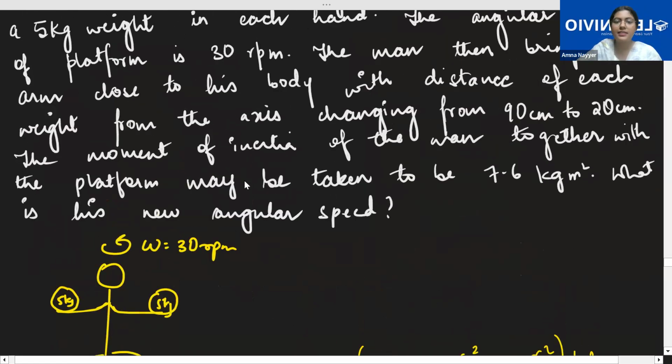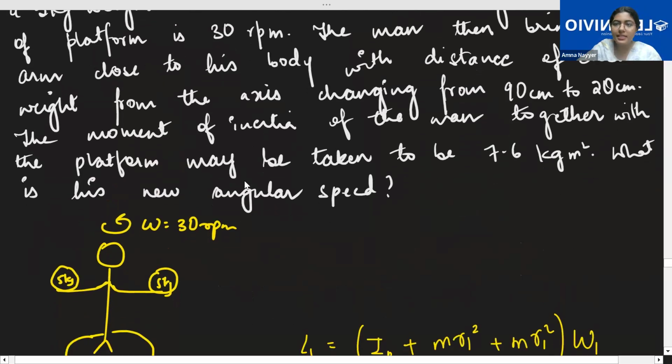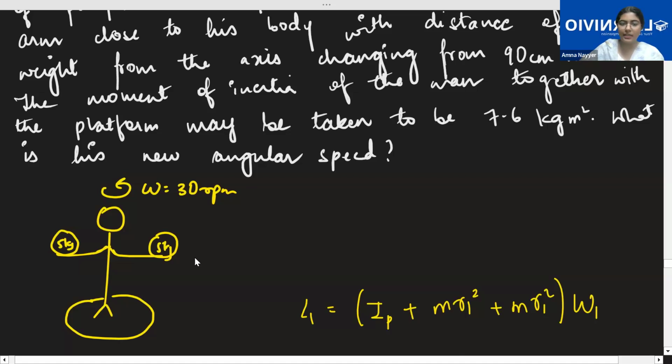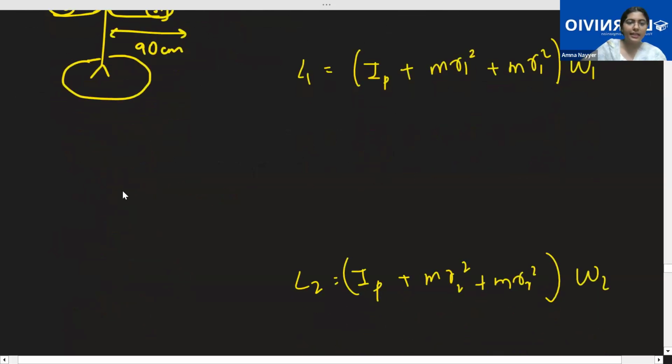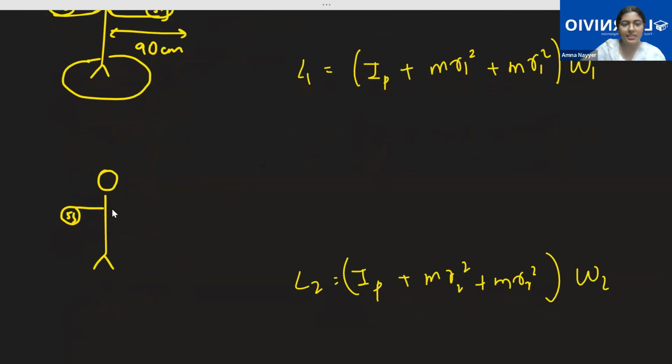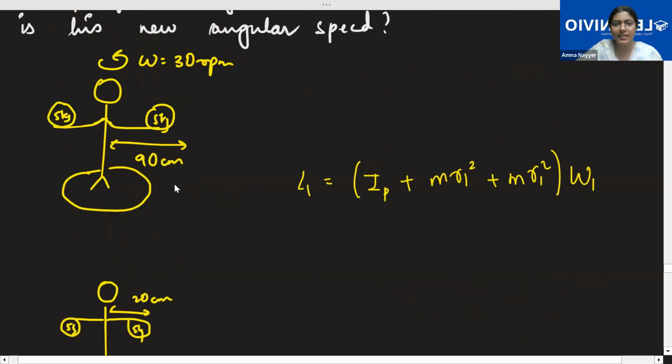Then the man brings his arms close to his body, with the distance of each weight from the axis changing from 90 centimeter to 20 centimeter. Means this separation initially is given as 90 centimeter. Now in the second case, the person has brought these 5 kg weights closer to the body. Means the radius now has changed to 20 centimeter. Obviously, the weight will not change, but the radius has changed.